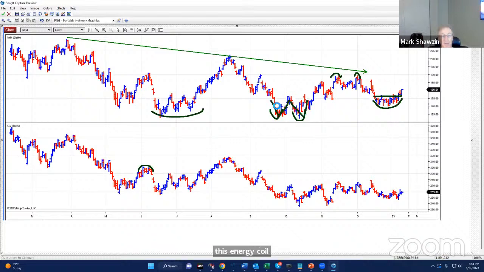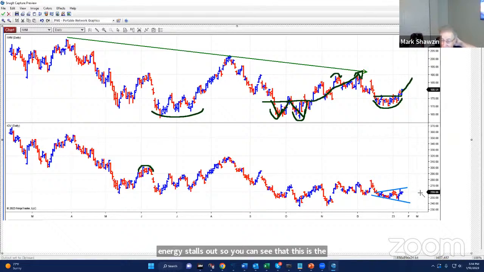Here's your bottom. This is what gave you that. Now you have this cork, and this is what could give you this. So I always look at the energy and then see if the energy stalls out. So you can see that this is the IGV, this is the technology, and we could just crap out here. Or we could go to the top and crap out there. Or we could start going higher. So basically, I just look and see how the markets play within these patterns.